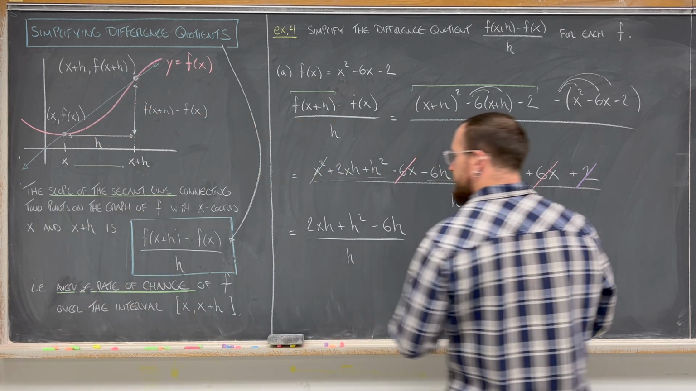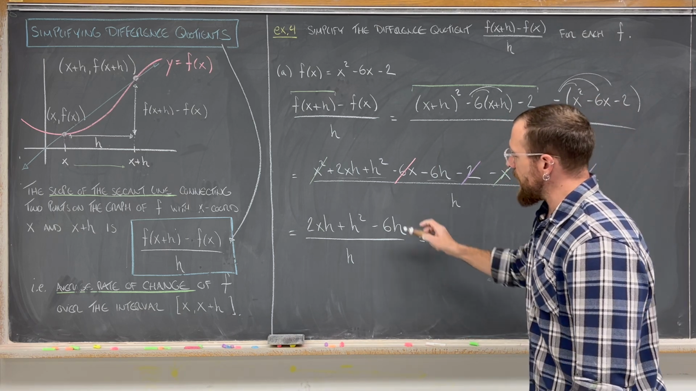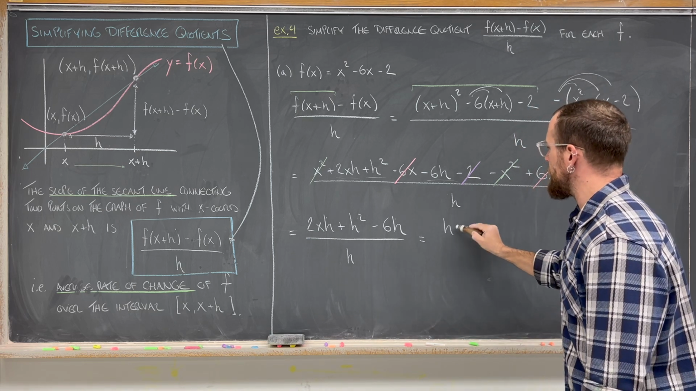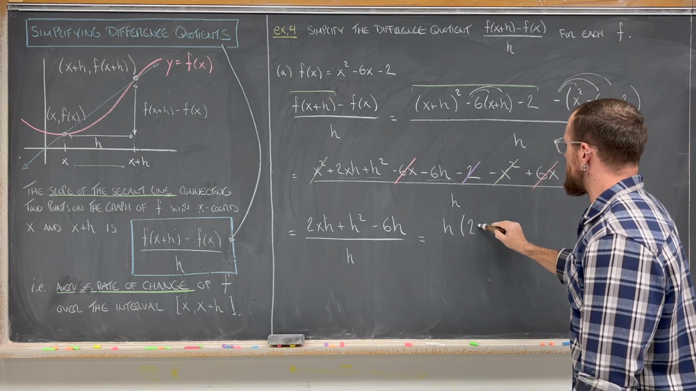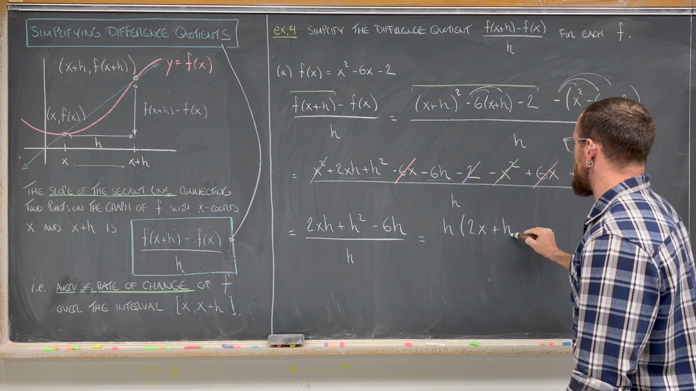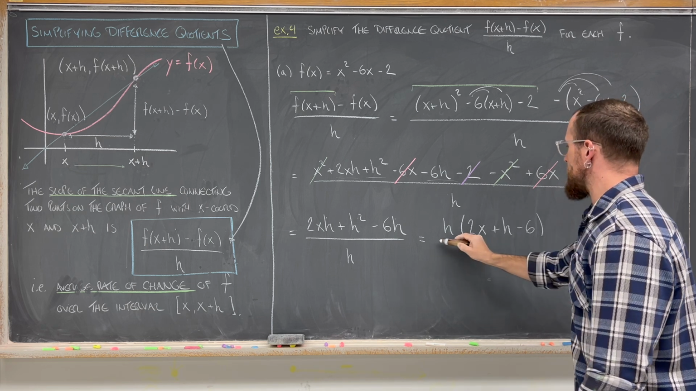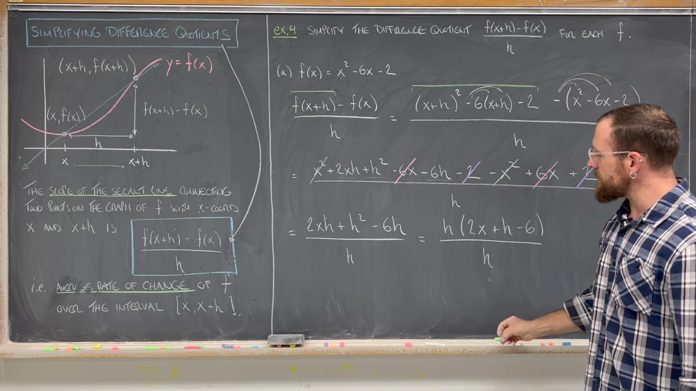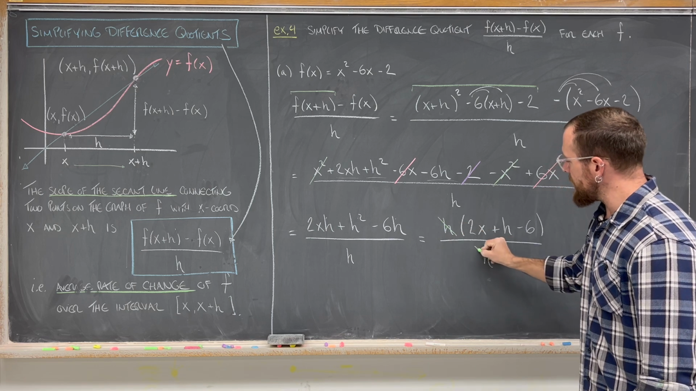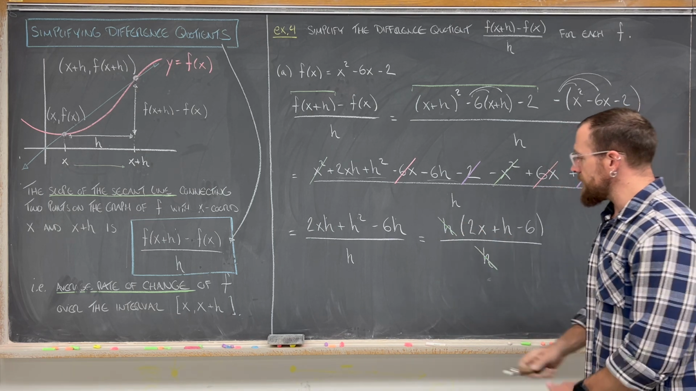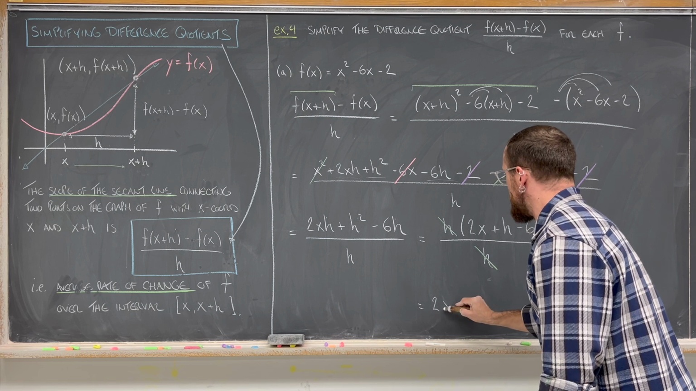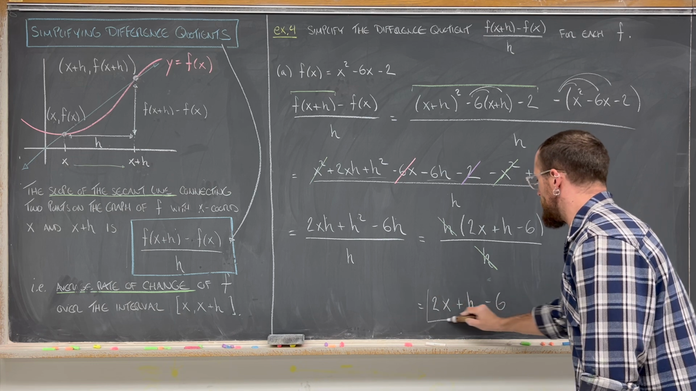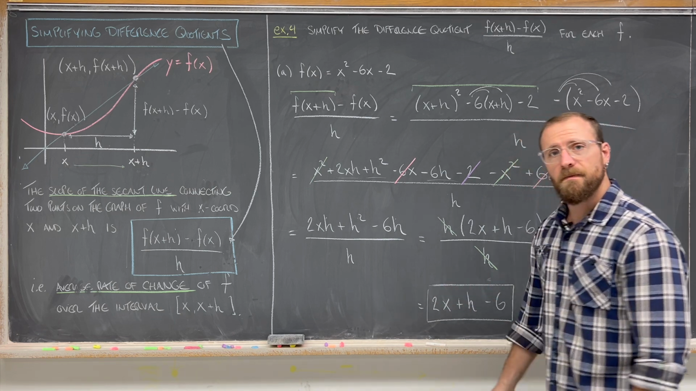So what I want to do is factor. In the numerator, every single term upstairs has a factor of h. I can pull out a factor of h, and it will leave behind a 2x plus h minus 6. And that's being divided by h. Okay? And here's the payoff for taking the time to factor that out. That h and this h cancel. So in the end, this cleans up very nicely. My simplified difference quotient is just 2x plus h minus 6. That's it.